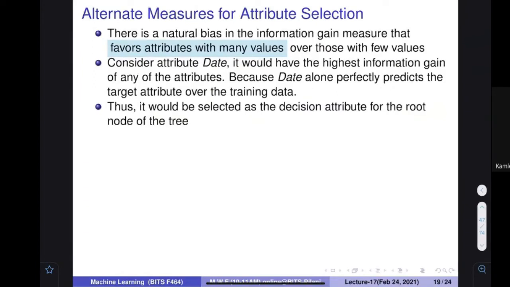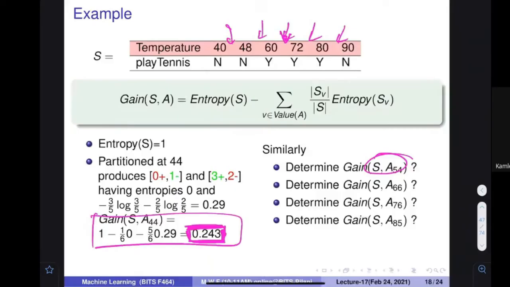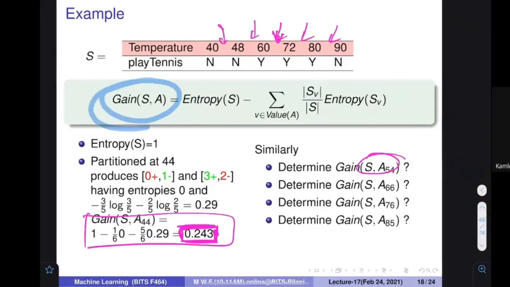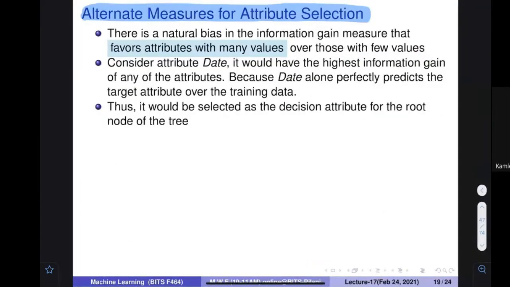The next thing I want to talk about is alternate measures for attribute selection. That is why it is important. We have seen two things: the Gini index and information gain. We are going to see a few more things in this session, and let me tell you why they are also required.